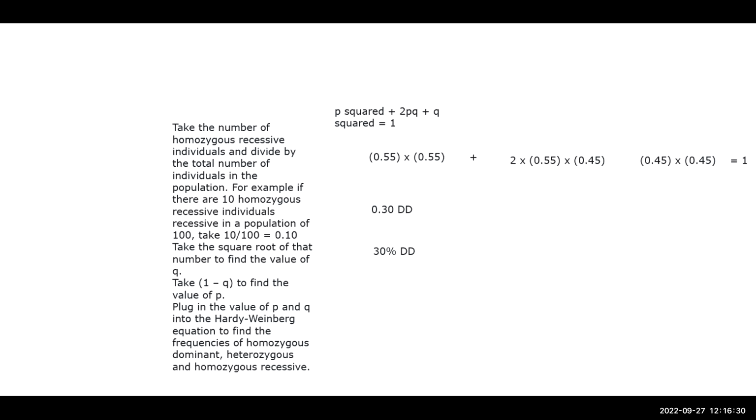All right, the middle part, the 2PQ. So everybody in your calculators put in 2 multiplied by 0.55 multiplied by 0.45, and then round your answer out to 2 decimal places.